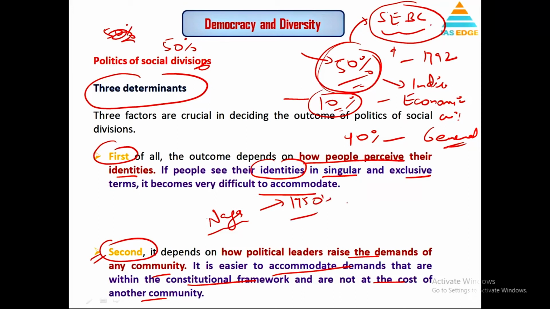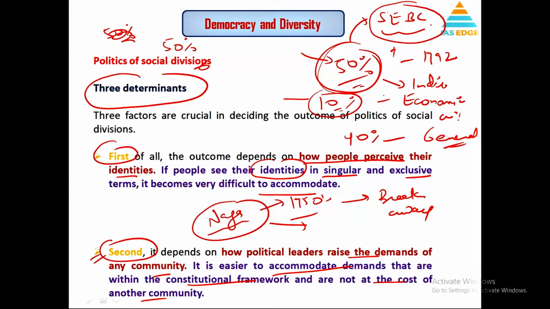If somebody wants to create a new state, what is the basis of the creation of a new state? On the basis of a certain ethnic group. Now we will see whether we have a provision in the constitution, or whether we can create one. If it is not possible in the current constitutional framework, we will not be able to do that.